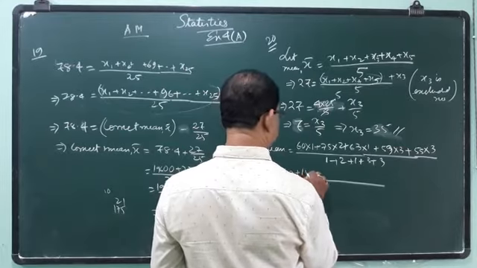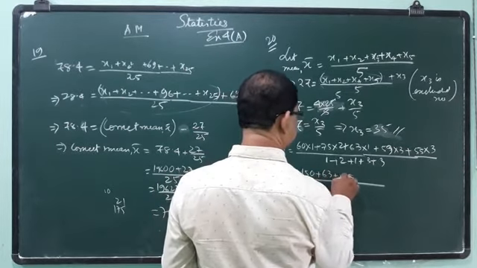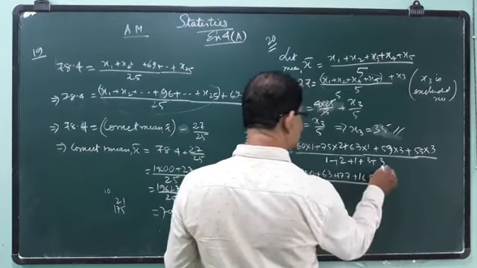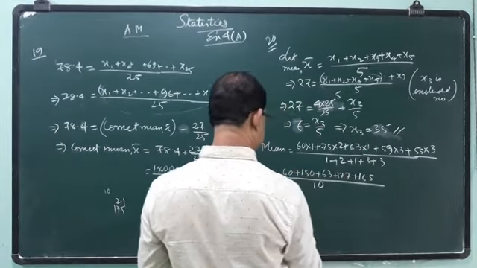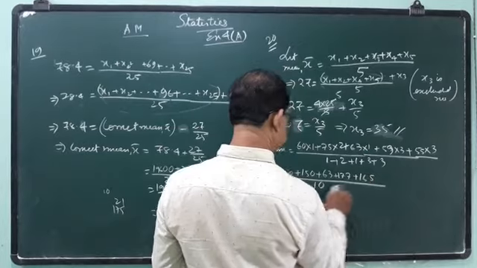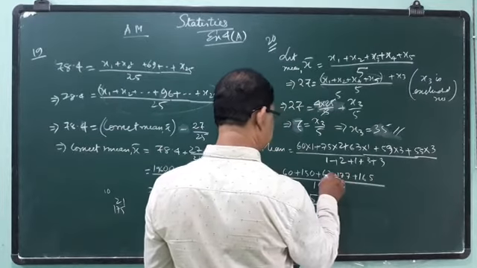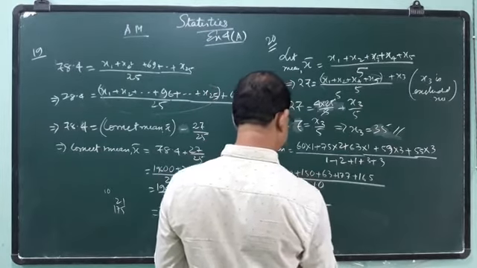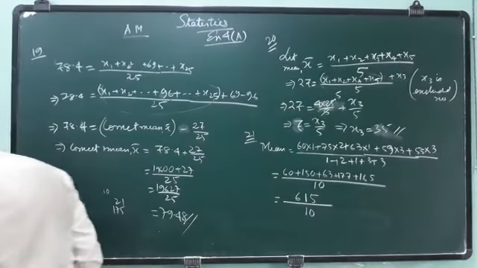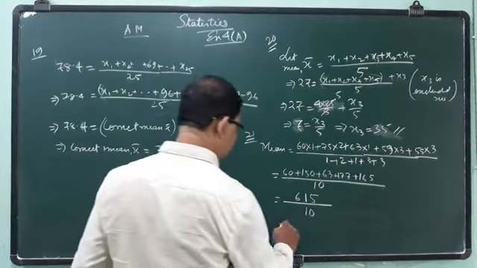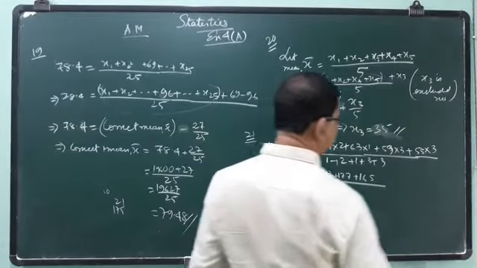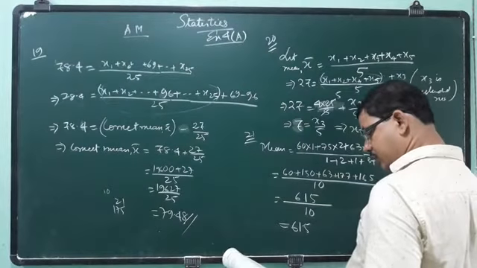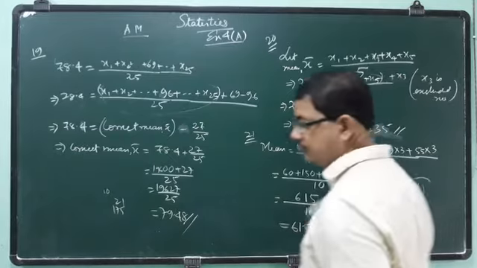Then the values become 60, 150, 63, 177, and so on, divided by 10. After division you will get 61.5 as the actual weighted mean. So definitely write the result, it is 1 mark, that is question number 23 of this.